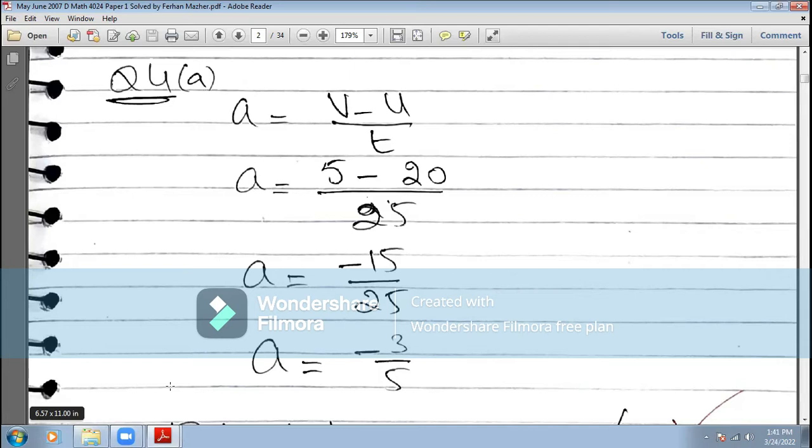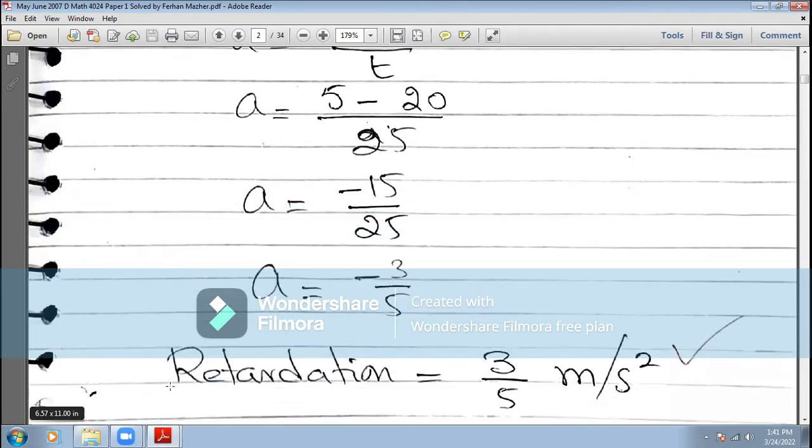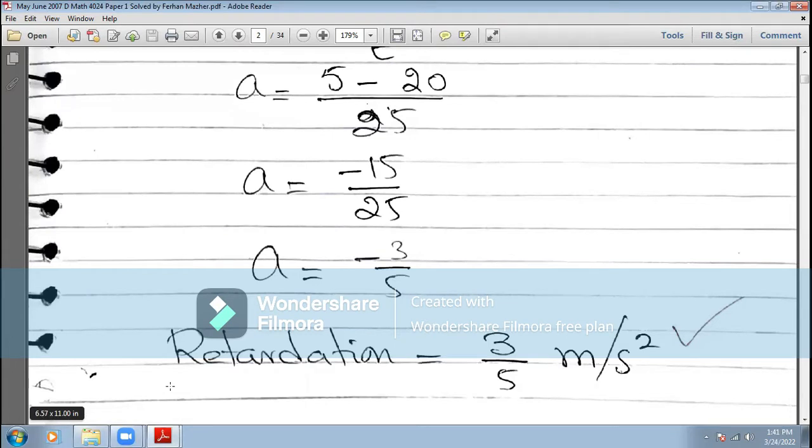So you will have 5 minus 20, that will be minus 15, and then divided by 25. With the 5 table, we can cancel them. 5 3s are 15, 5 5s are 25. So the acceleration will be 3 by 5 meter per second square. Because it's retardation, we don't put the negative sign when we use the word retardation. Okay, so we are done with this.